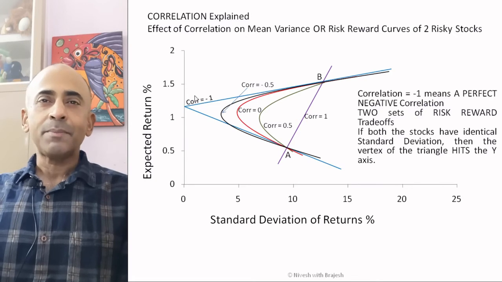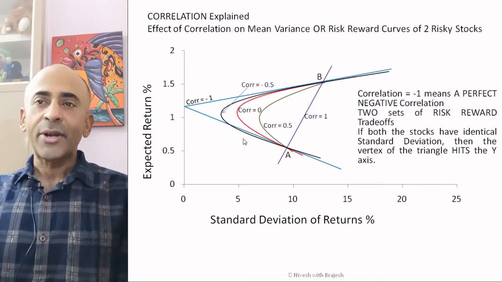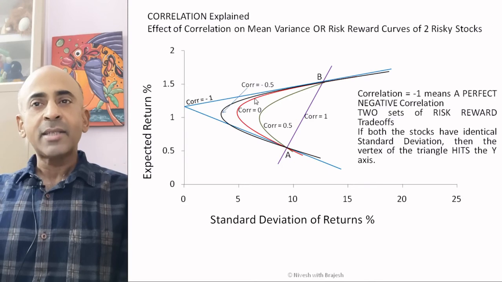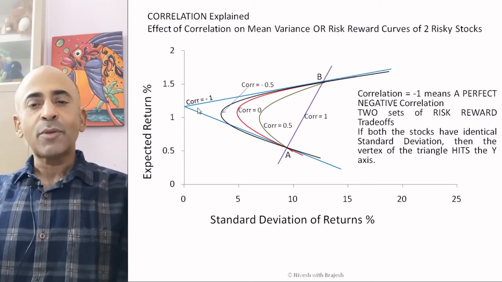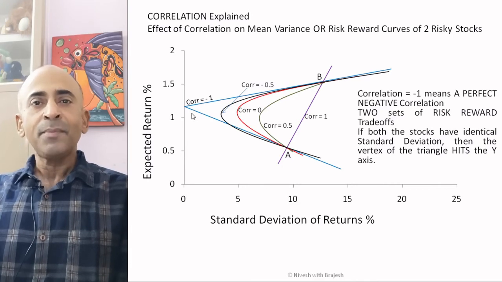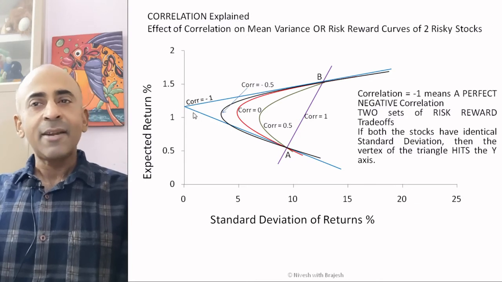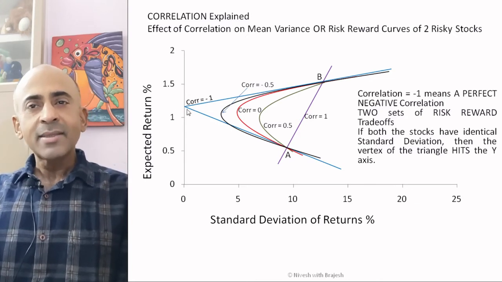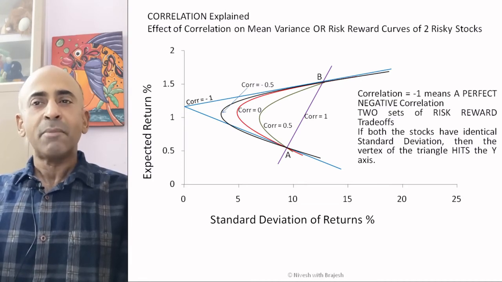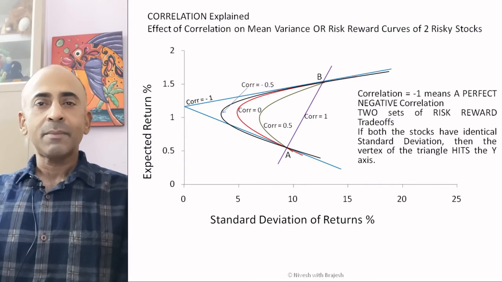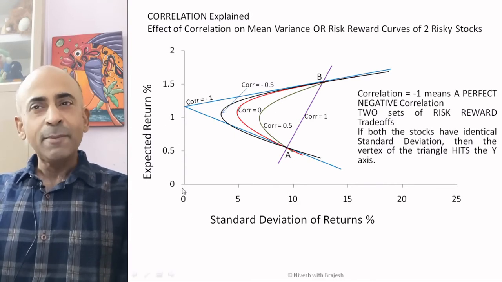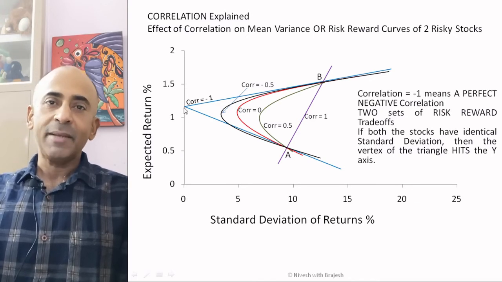Something amazing happens here. We get two sets of risk-reward trade-offs, one above and the other down, in the shape of two arms of a triangle. If the two stocks have a perfectly matching standard deviation, then the vertex of the triangle hits the y-axis. Now this is an excellent finding, as it means that in this case, an investor will get approximately 1.2% return monthly with zero risk. This means approximately 14% return annually for a certain specific combination of stocks A and B.